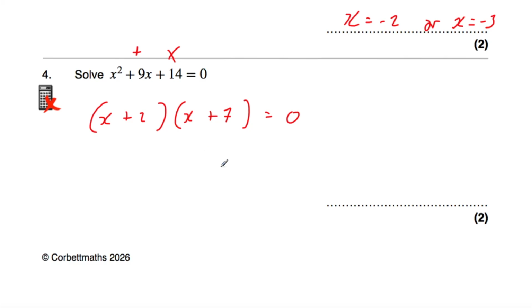Now what we want to do is find out when each bracket will be equal to 0. So in terms of this bracket, well, if x is equal to negative 2, negative 2 plus 2 is equal to 0. And in terms of this bracket, x plus 7, whenever x is equal to negative 7, that bracket would be equal to 0. So our two solutions would be either x equals negative 2 or x equals negative 7. And that's it. Okay, let's look at our next question, question number 5.